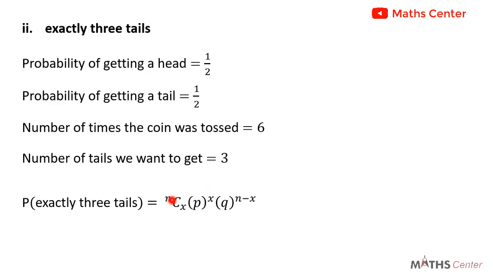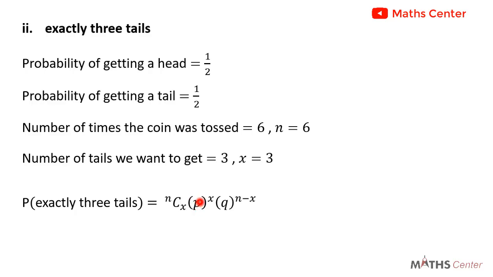Let's find the values of n, x, p, and q in this situation. N is the number of times the coin was tossed, so n is equal to 6. X will be the number of tails we want to get. Always remember that X is the number of successes we want to get. Here, we are looking for exactly 3 tails. So getting a tail will be success. So the number of tails we want to get will be X, and X will be 3.